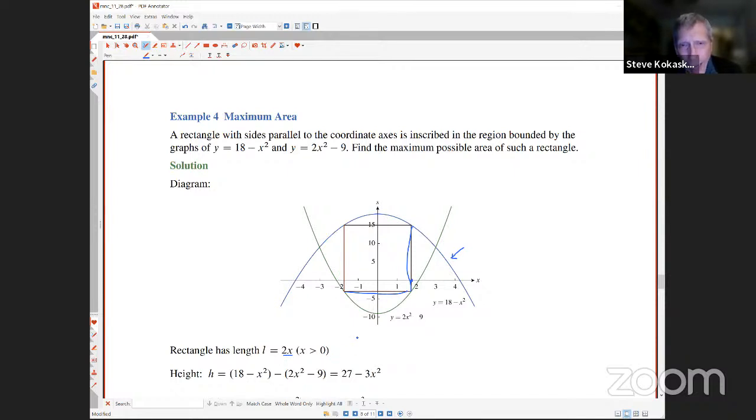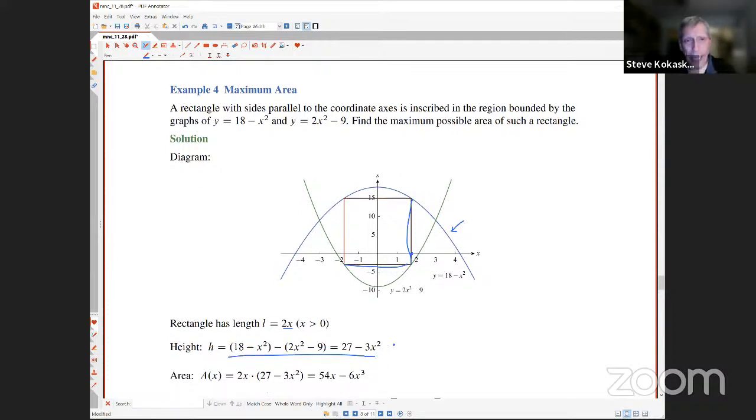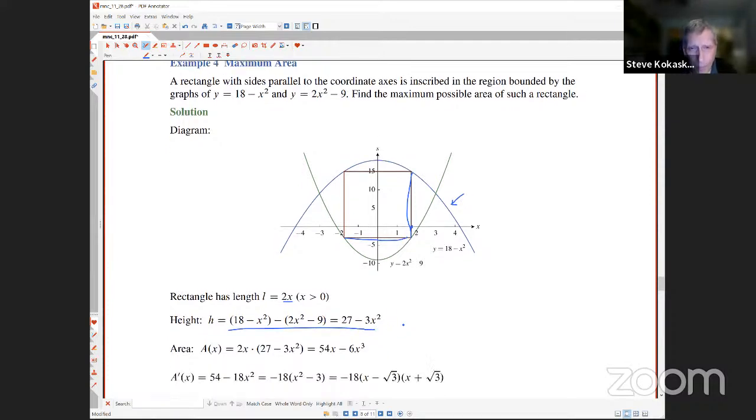And what's the height of my rectangle? Well, let's see. This is kind of like going back to what I think of as an integral problem where I want to find the area between 2 curves. I think of y high minus y low. So at this point x, the high curve is 18 minus x squared. The low curve is 2x squared minus 9. So I did that subtraction and ended up with 27 minus 3x squared.